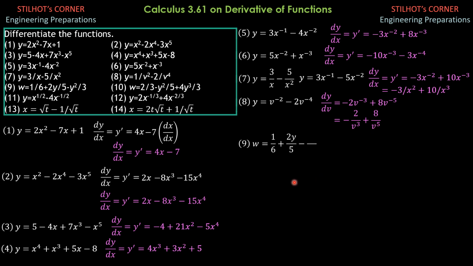Number 9, w equals 1/6 plus 2/5 y minus 1/3 y squared. So the derivative of 1/6, that's a constant, so it's 0. Then this is 2/5, the derivative of w with respect to y is 2/5 dy/dy, so 2/5 times 1. Then this is minus 1/3, the derivative of y squared with respect to y is 2y. So therefore the final answer is 2/5 minus 2/3 of y.